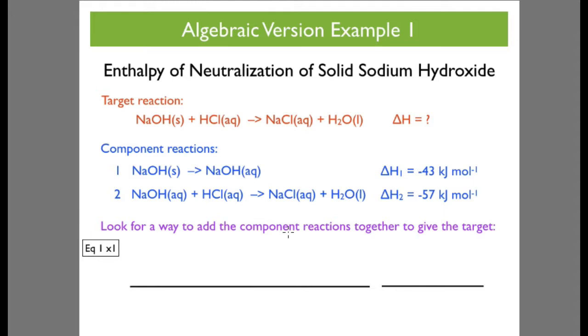Equation 1, we're going to leave it as it is, because you can see the thing we want to get rid of is the sodium hydroxide. We've got 1 here, sodium hydroxide aqueous, that's the product, and we've got 1 as a reactant here. So we don't need to change this. And we know that the enthalpy change is minus 43 kilojoules per mole, because it tells us just here.